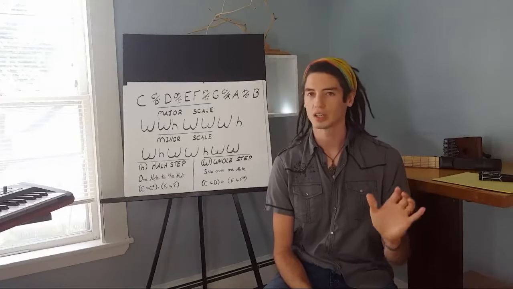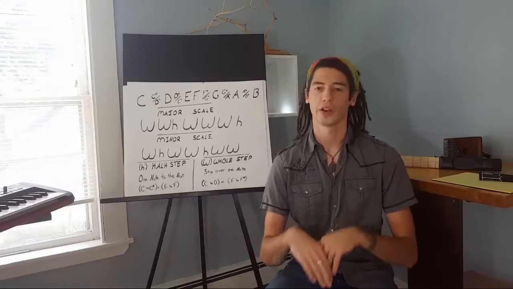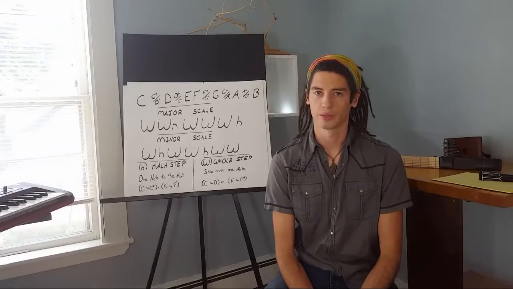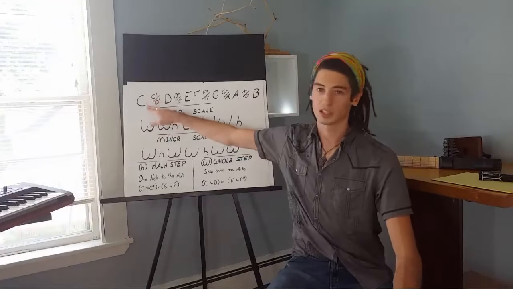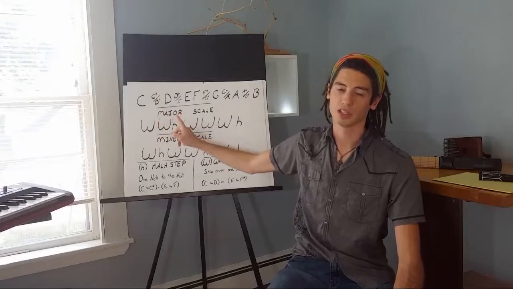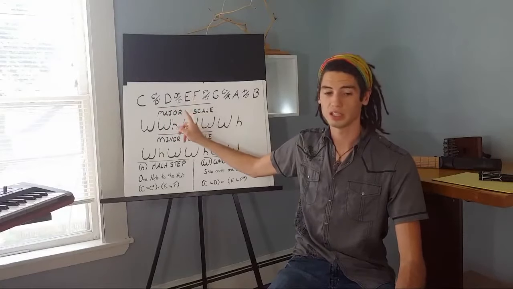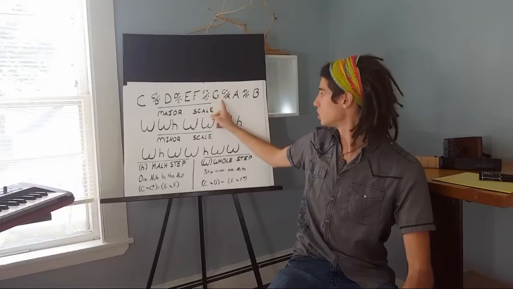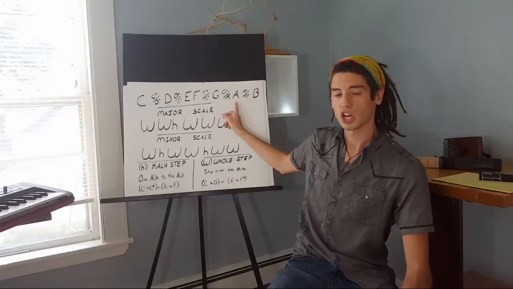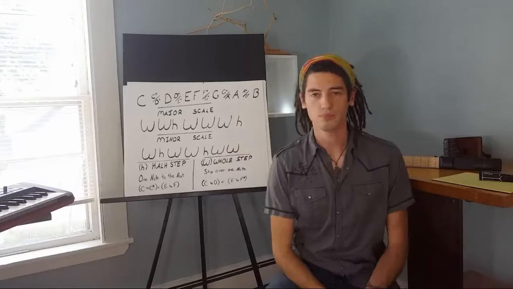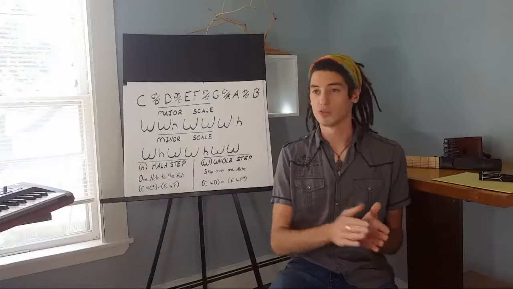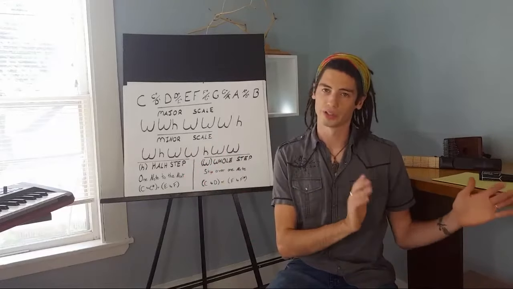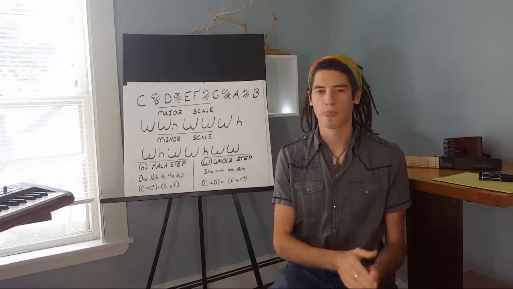So in music, no matter what instrument you're playing or anything, we literally only have 12 notes that we work with. The notes are C, C sharp, D, D sharp, E, F, F sharp, G, G sharp, A, A sharp, and B. Those are all the notes. If you want to go higher, it's the same note, it's just an octave higher. If you want to go lower, it's the same note, just an octave lower.